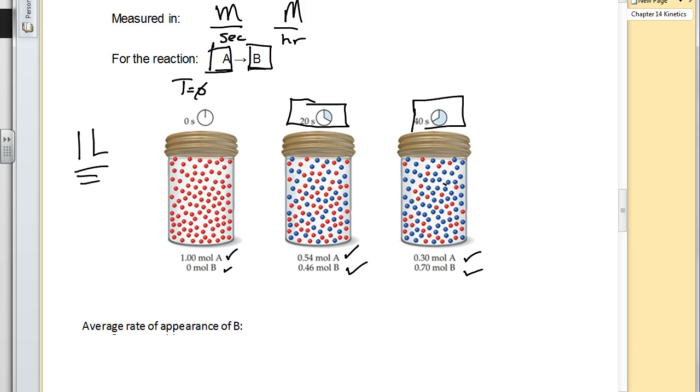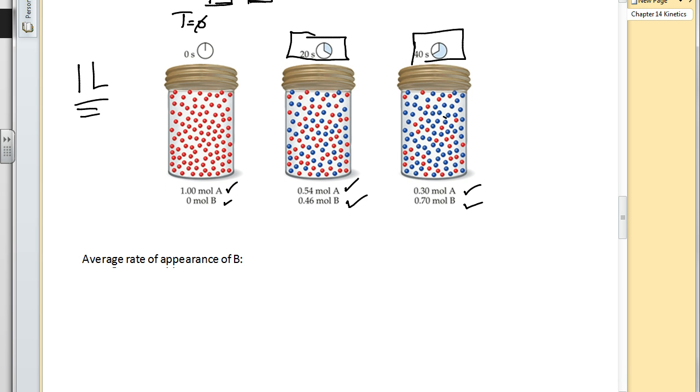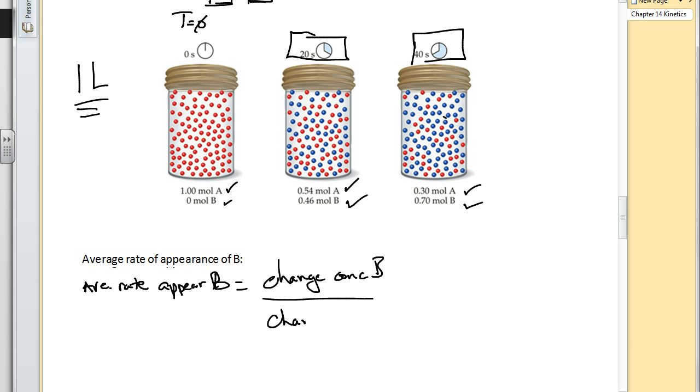Now, what we can do is use this data to calculate the rate of appearance of B. And this is something that you'll need to know how to do. So let's talk about this. If we're going to calculate the average rate of appearance of something, and this is of a product, call it average rate of appearance, and we'll say of B, and I'm abbreviating some things. What this is going to be is our change in our concentration of B over our change in time.